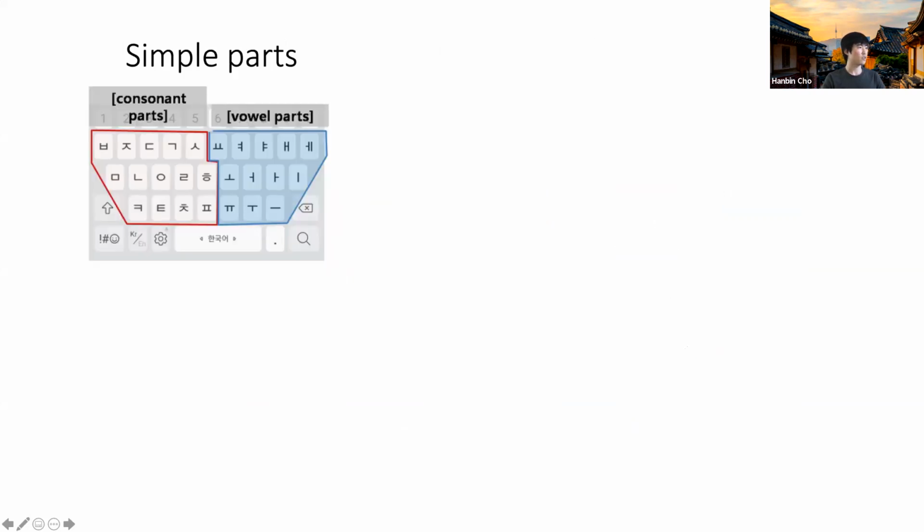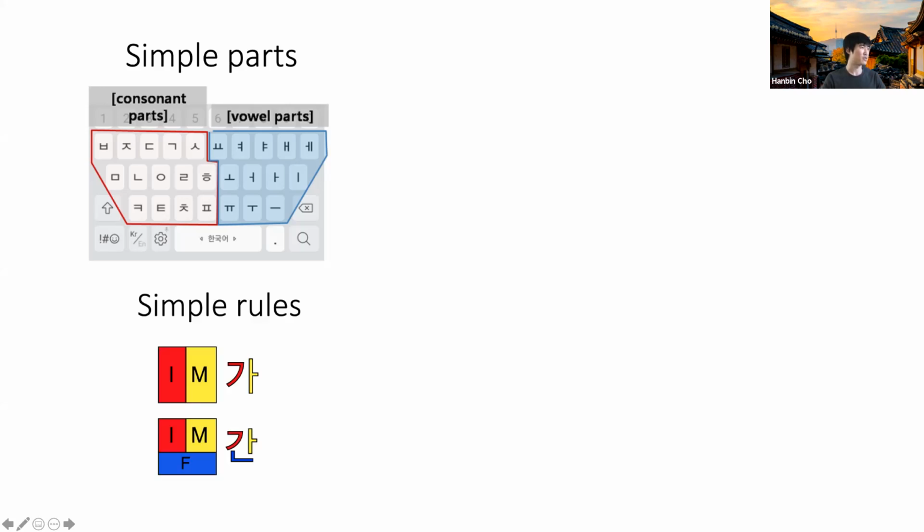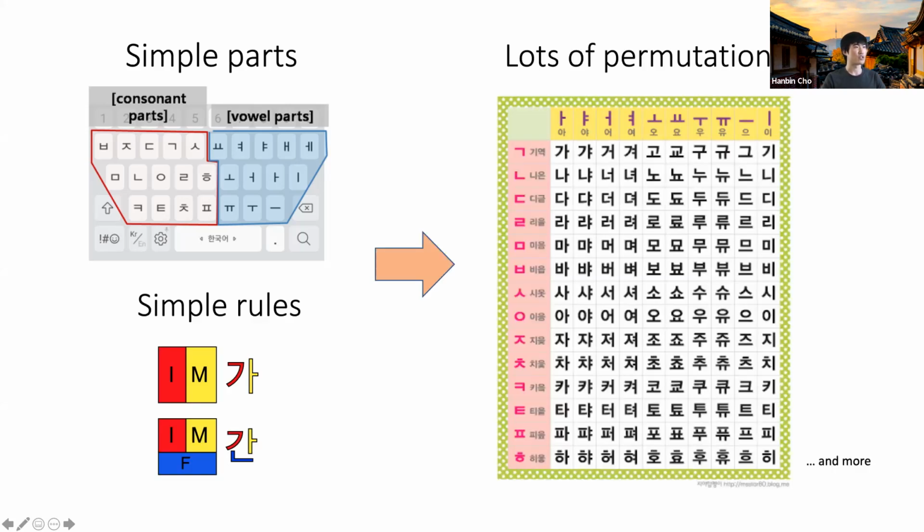So if we look at how Koreans type on their mobile keyboard, it's really simple. It actually fits in nicely to the QWERTY keyboard. We have the left side as the consonant parts and the right side as the vowel parts. Vowels look like sticks, and the consonants have a little different shape. We just use our thumb to go back and forth between consonant and vowel. So simple rows, simple parts, and then you can generate lots of permutations.